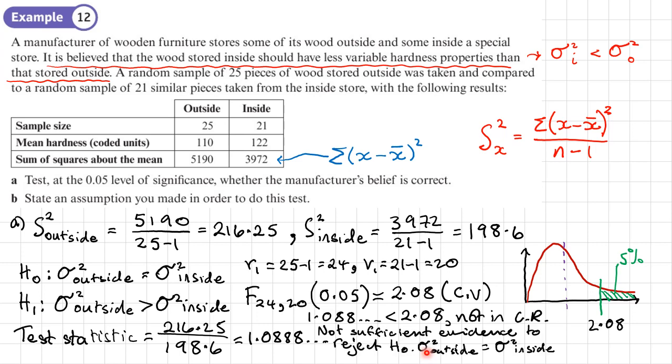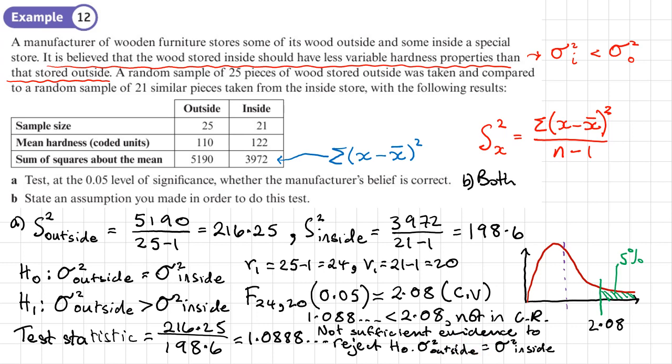So something like this here, that the variance outside or inside is no difference, or you could write something like storing the wood outside makes no difference to its variable hardness than inside. I just shortened it to this because I've run out of space, but always write a sentence in the context of the question. So you want to mention about wood being inside or outside and variable hardness properties as well.